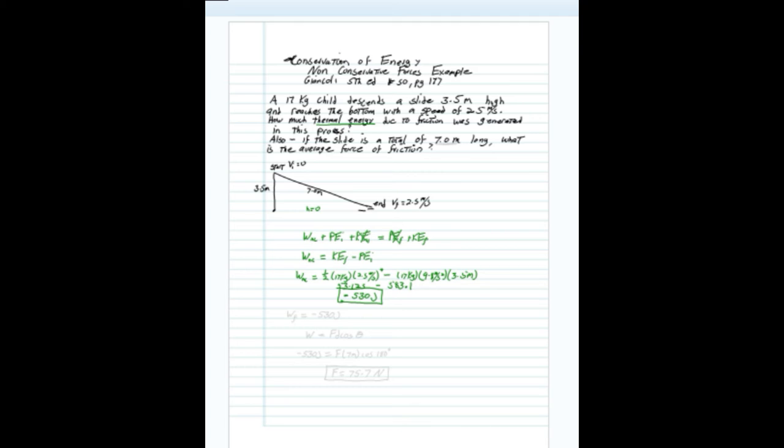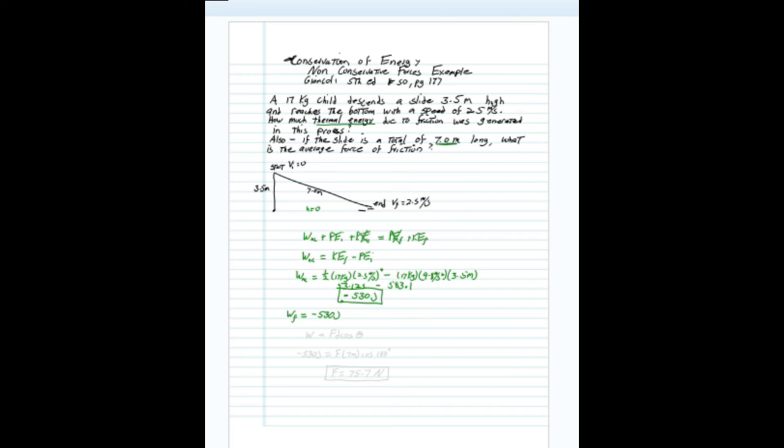So the difference in energy between the starting potential and the ending kinetic is the work that was done by friction here. Okay, now in the second part it says if the slide is a total of 7 meters long, what is the average force of friction? Notice that we needed to have the distance in here in order to answer this question because friction is a non-conservative force. So the path that you take to get from one point to another matters, and it's going to change our answer.